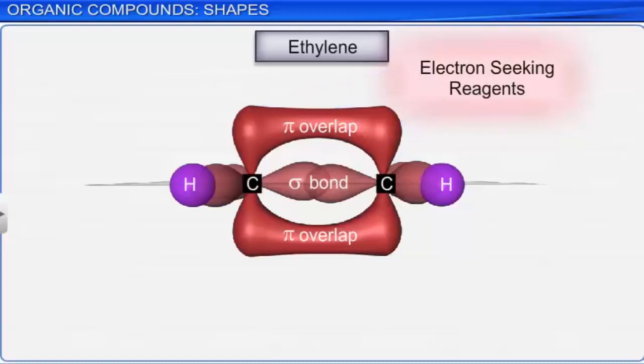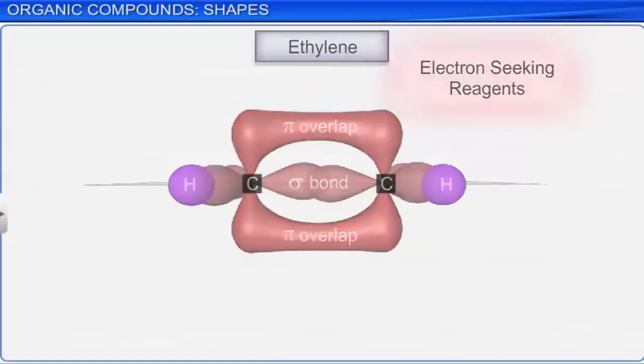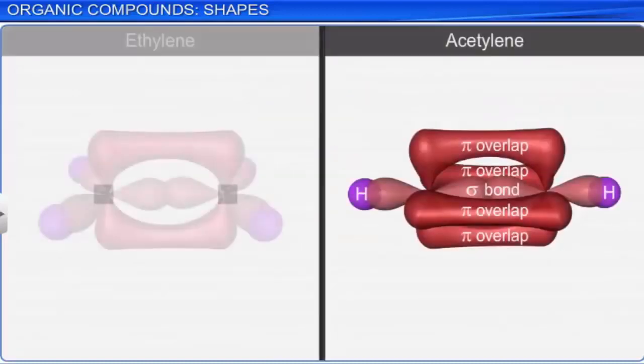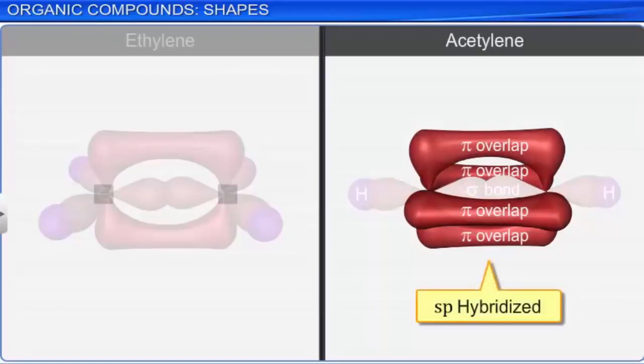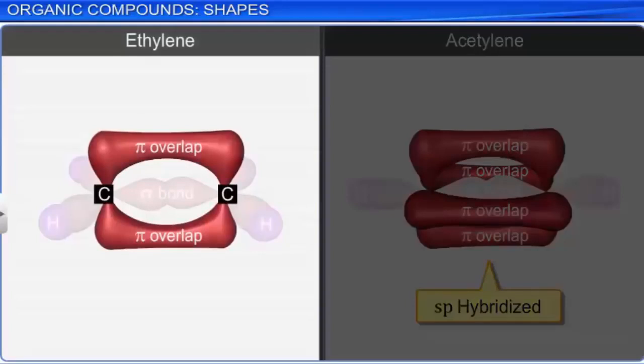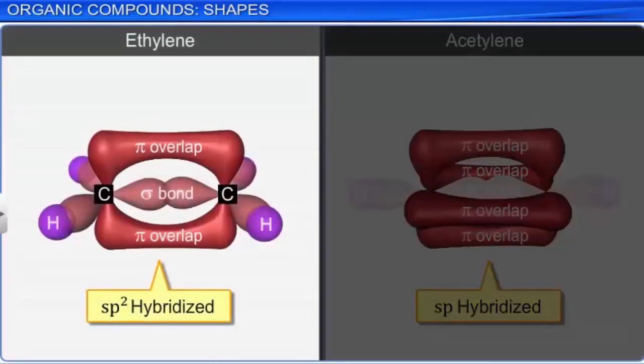The pi electrons are more tightly held by the carbon atoms in acetylene, as the carbon atoms are sp hybridized compared to the pi electrons of ethylene, in which the carbon atoms are sp2 hybridized. Hence, acetylene is less reactive than ethylene.